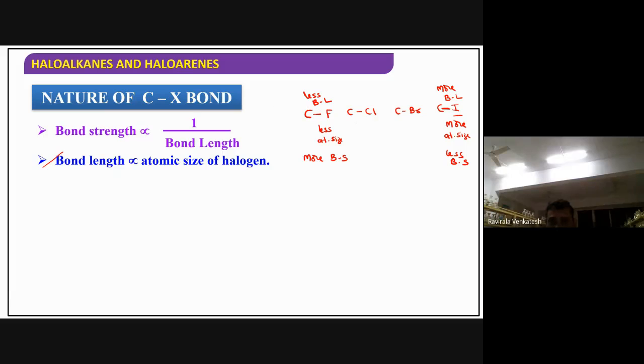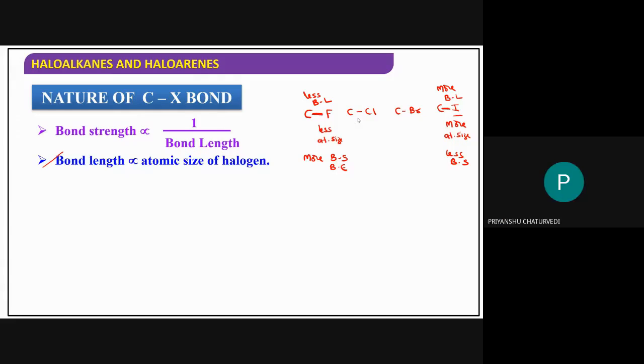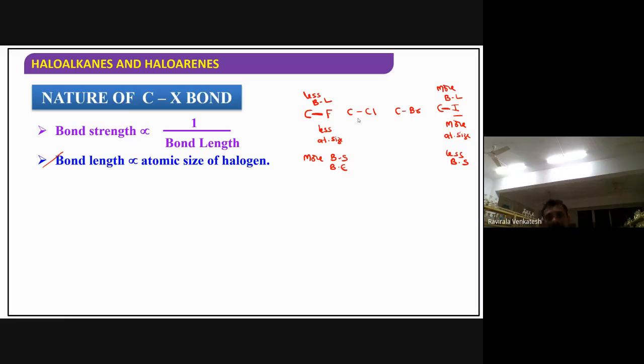For breaking the CF bond, we need more bond strength, more bond energy. Now, which can easily participate in the bondings, in the reactions, C-I or CF? C-I participates easily because its bond easily cleaves. Therefore, it will participate readily.